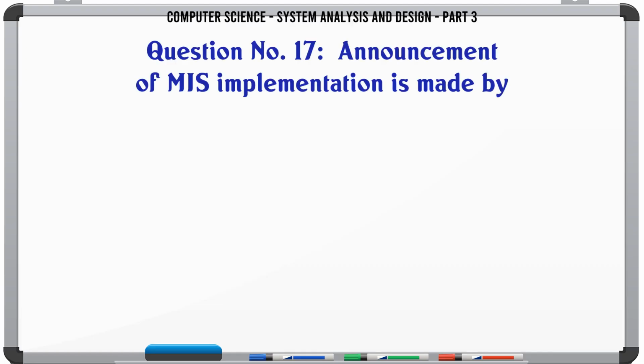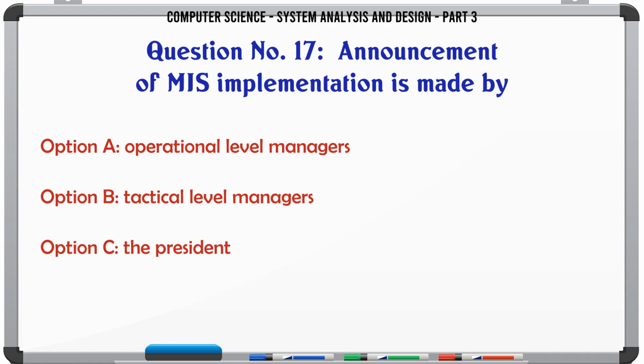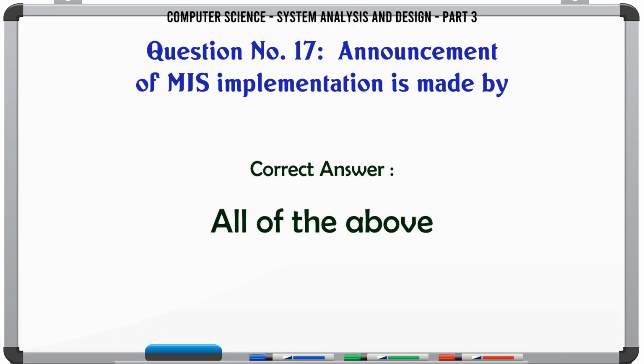Announcement of MIS implementation is made by: A. Operational level managers, B. Tactical level managers, C. The President, D. All of the above. The correct answer is all of the above.